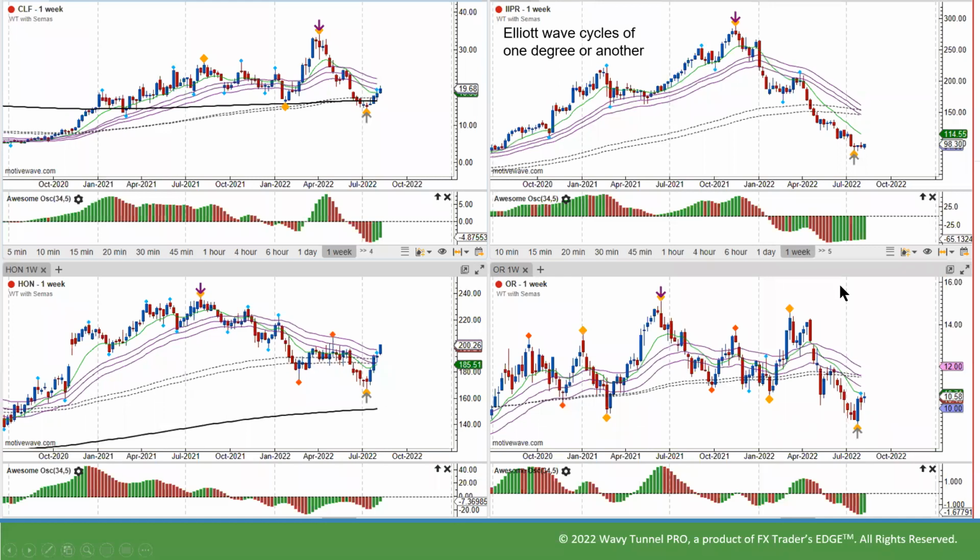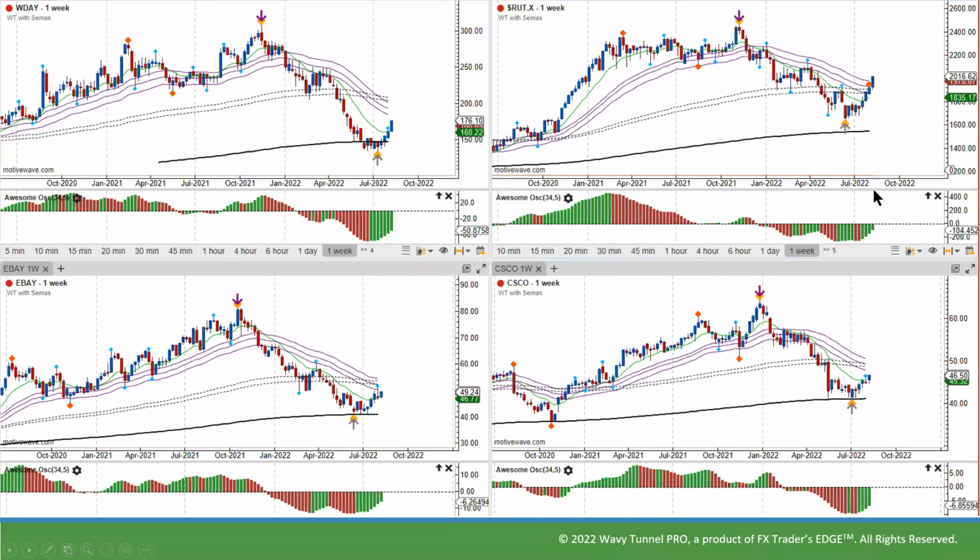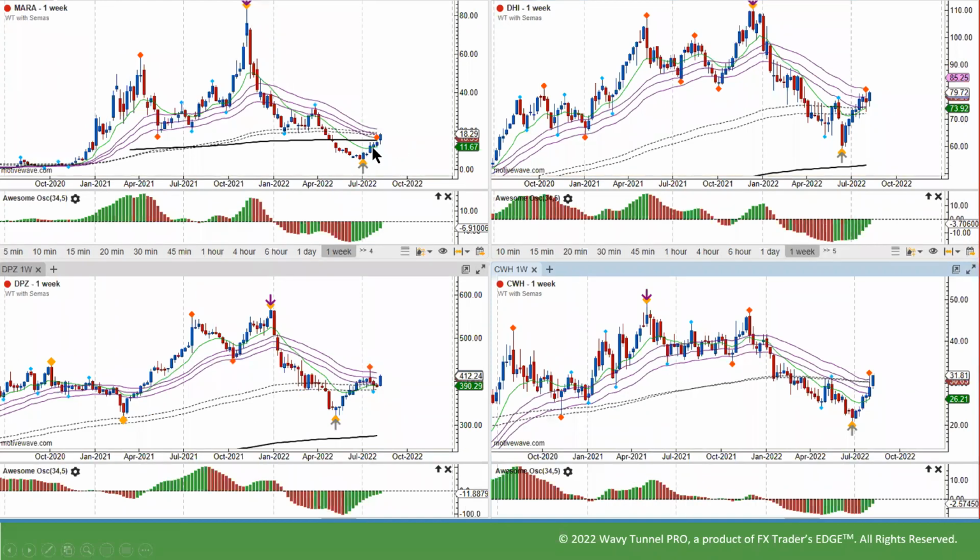So look at these gray arrows. The market just popped. Okay, and some stocks moved up more than others, obviously. Here's W Day, here's the rut. Okay, here's the rut. What a beautiful move that is. Here's eBay, here's Cisco. Okay, and then finally, here's Mara, here's DHI, here's DPZ, Domino's Pizza, and CWH. So these all showed up on the weekly scanner.